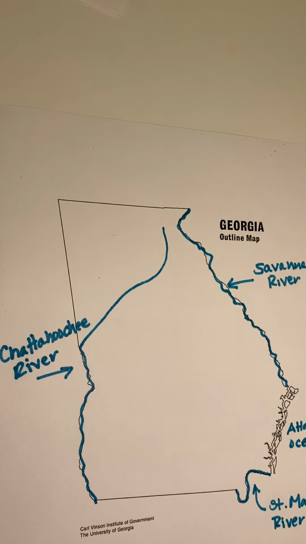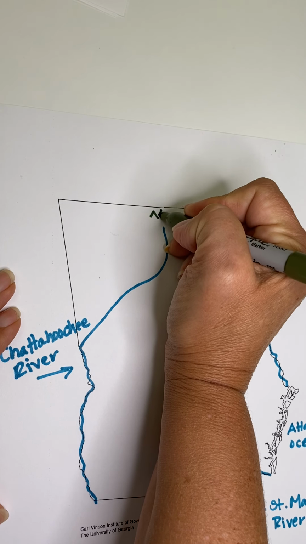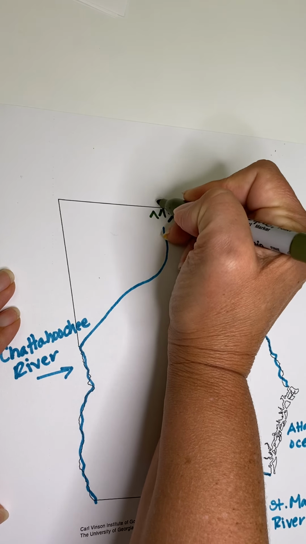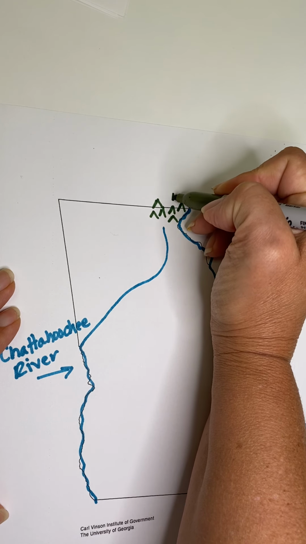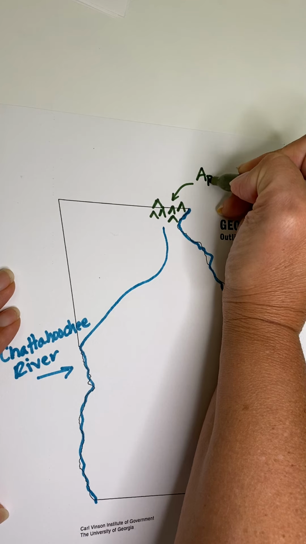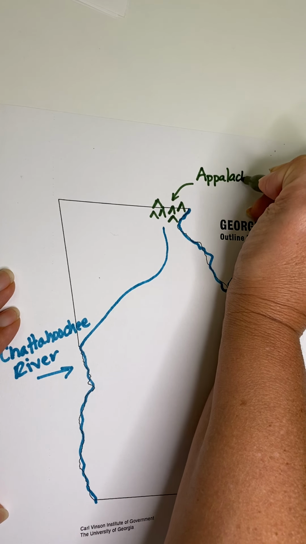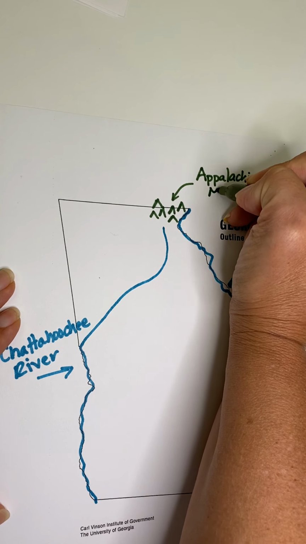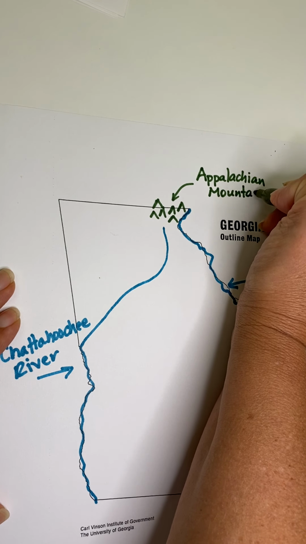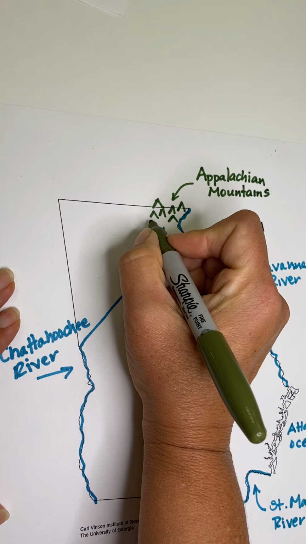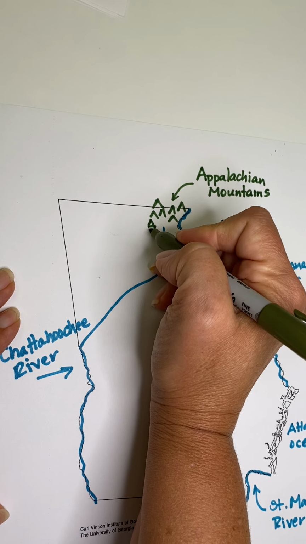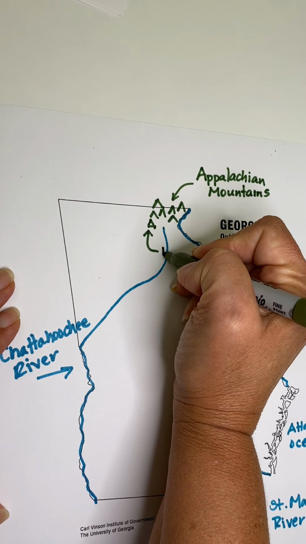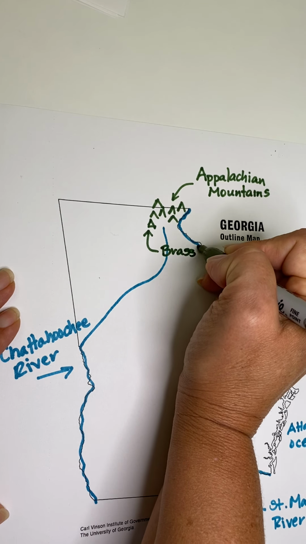Okay, after that, I like to mark off some of the other important physical features. Up in North Georgia, we have the beginning of the Appalachian Mountain Range. So I like to draw some mountains up here. Draw an arrow. And one of these mountains right here, which is the highest point in Georgia, is Brasstown Bald.